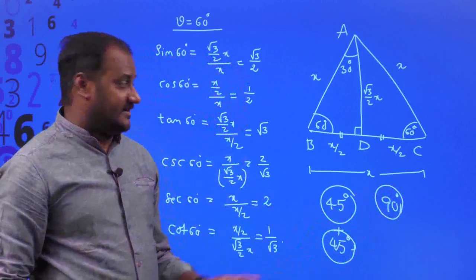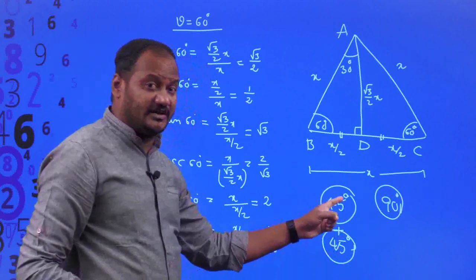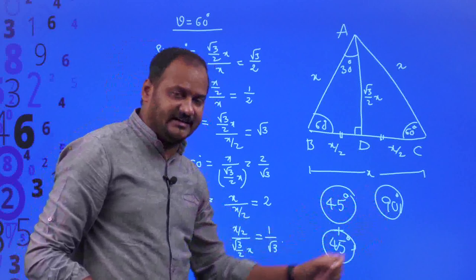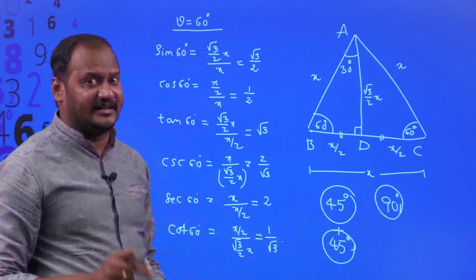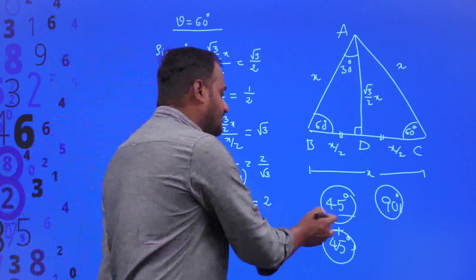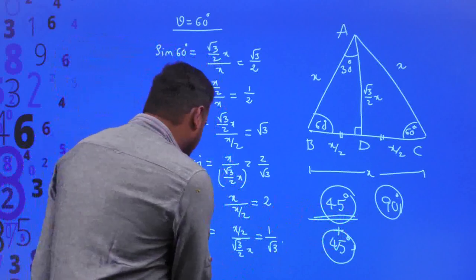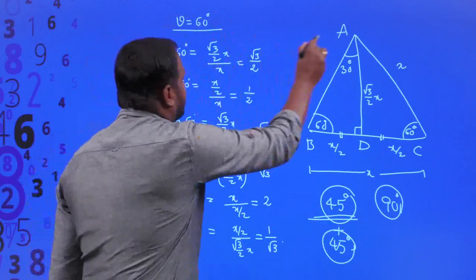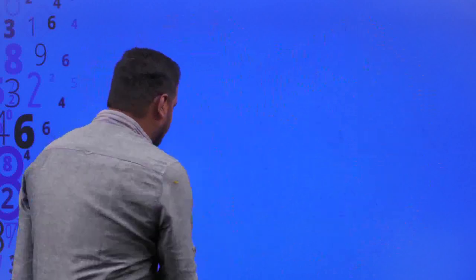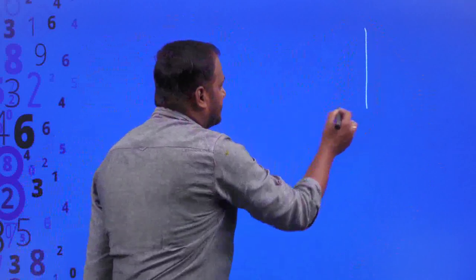So if both the angles are 45, 45 and one of the angles is 90 degrees, then what do you call the triangle? This is a right angle triangle and two angles are equal, then the sides opposite to equal angles are also equal, meaning it is an isosceles triangle plus it is a right angle triangle. So you will have to consider a right angled isosceles triangle to figure out the values of trigonometric ratios at 45 degrees, right? So let us draw one right angled isosceles triangle to figure out the values of all trigonometric ratios at 45 degrees, right? Right angled isosceles triangle means what?